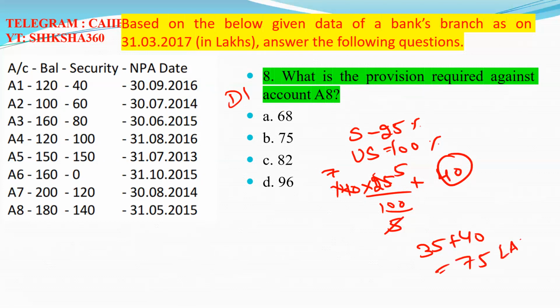It is to be 75 lakhs, clear? So this is the answer, clear? Hope all these questions are clear to all of you regarding the basic understanding of the provisioning, clear?